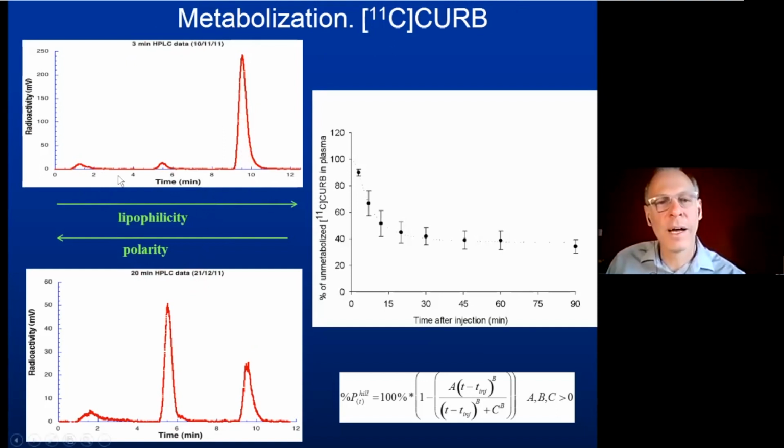Calculating the area under the peak with respect to the total area under the curve, we can generate a plot like this one, which shows the percent of unmetabolized curve in plasma: how much of the radioactivity in plasma is coming from curve and how much is coming from the radiometabolites. For most radioligands, this fraction is easy to fit with the Hill function.